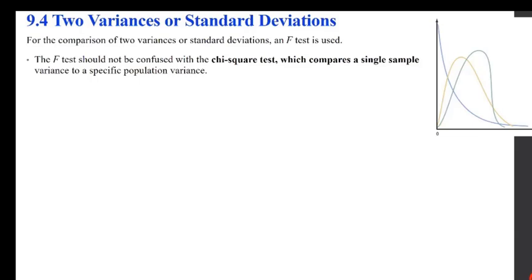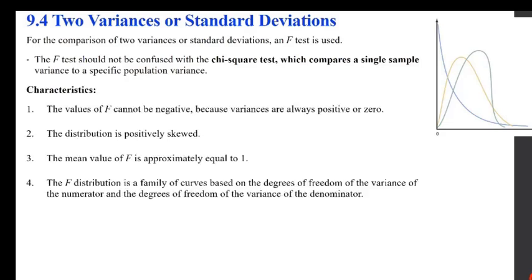When we deal with the comparison of two variances or standard deviations, we use what's called an F-test, like chi-square. It is non-symmetric, it is skewed to the right, and it is important not to confuse it with the chi-square. In the case of the chi-square, we are dealing with a single sample. In this case, we are dealing with two. The values of F cannot be negative, remember, just like chi-square.